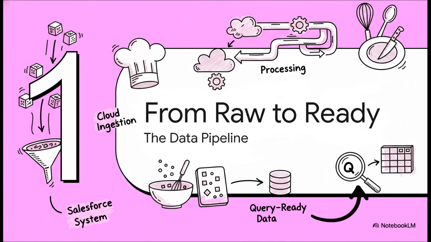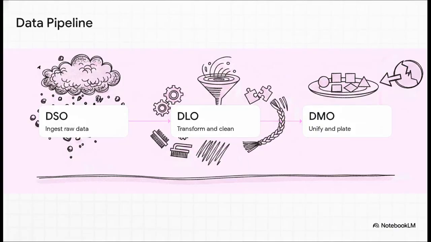Section 1. From raw to ready, the data pipeline. Let's move from the concept straight into the kitchen. Here's the exact step-by-step journey our data takes. It is a connected, three-step pipeline. Step 1 is the DSO, where we ingest our raw data. Step 2 is the DLO, where we transform and clean that data. And finally, Step 3 is the DMO, where we unify and plate it.